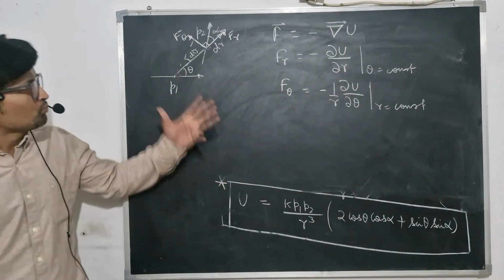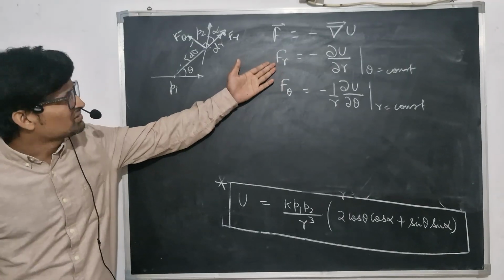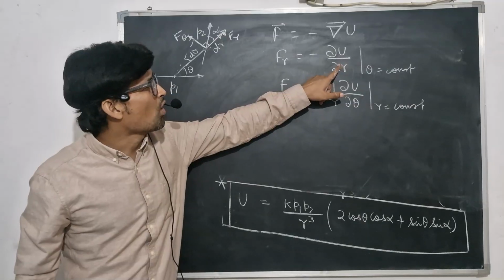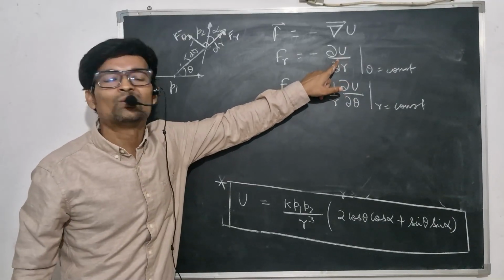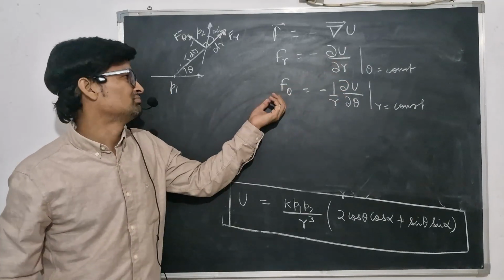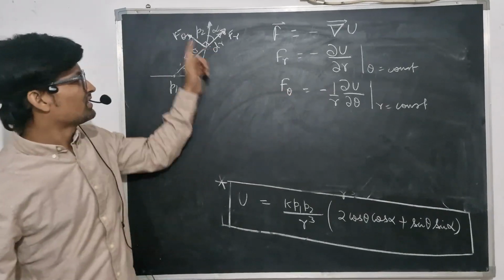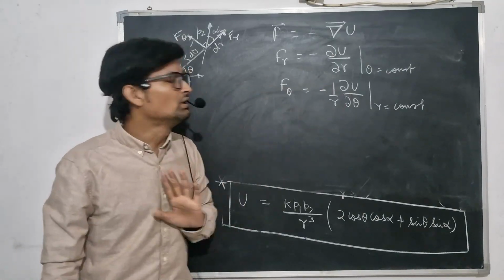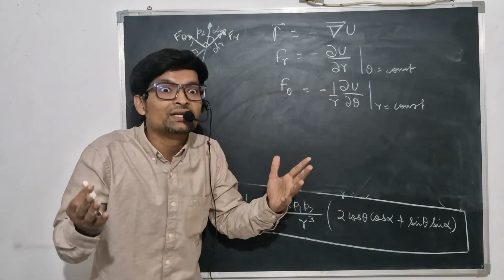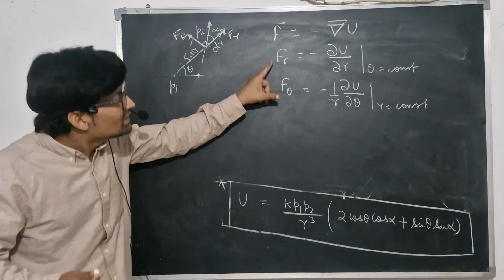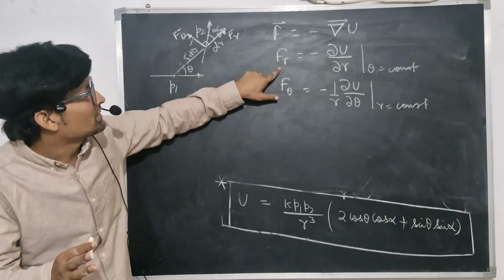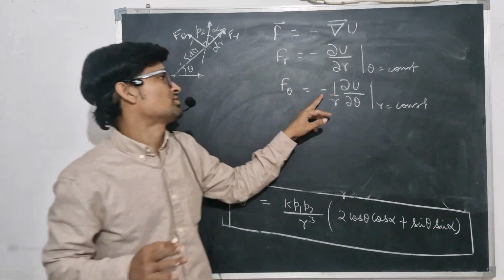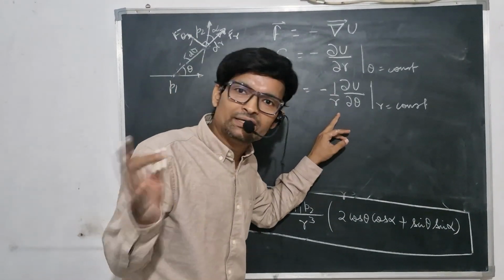So now we have this known. It's just like the electric field in the radial direction is the negative of the gradient of the potential along the r direction. And similarly, the electric field in the theta direction is minus 1 by r del v by del theta, where v is the potential, while calculating the electric field. Similarly, while calculating force also, you can write like this. Fr is nothing but negative del u by del r. F theta is negative 1 by r del u by del theta.